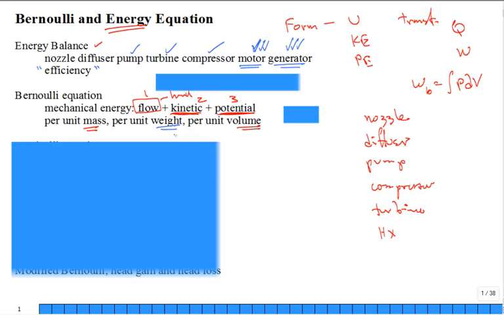Well, why don't I just talk about either per unit mass or per unit volume? Because the textbooks all over in fluid mechanics talk about the energy per unit weight of the fluid. And that's actually one of the most common ways to talk about it. It's called the head.